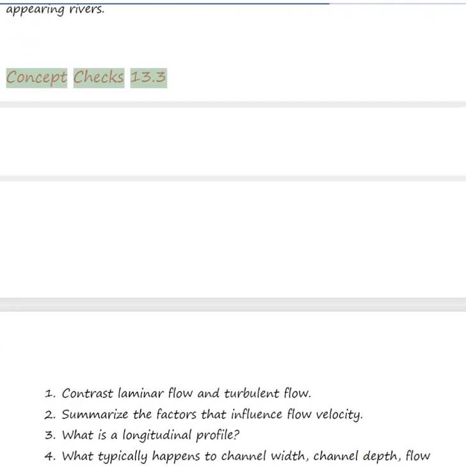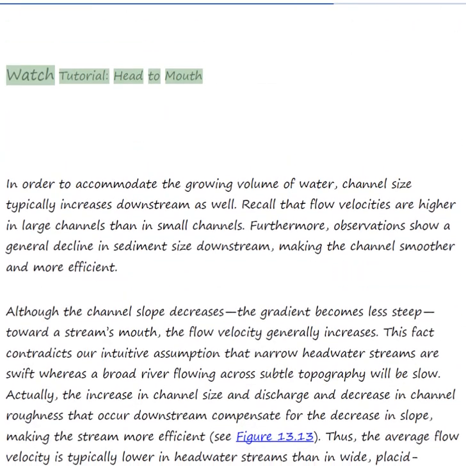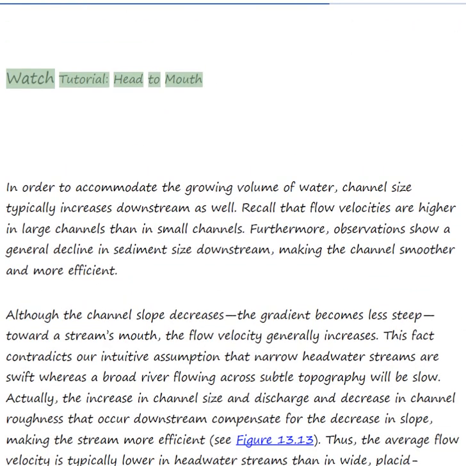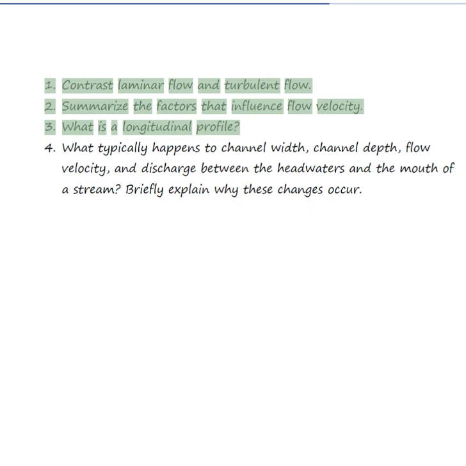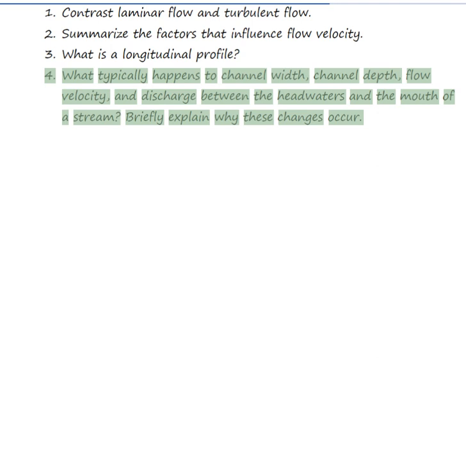Concept checks 13.3. Watch tutorial, head to mouth. 1. Contrast laminar flow and turbulent flow. 2. Summarize the factors that influence flow velocity. 3. What is a longitudinal profile? 4. What typically happens to channel width, channel depth, flow velocity, and discharge between the headwaters and the mouth of a stream? Briefly explain why these changes occur.